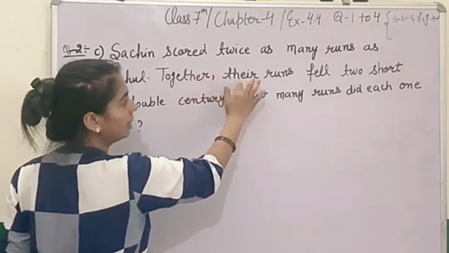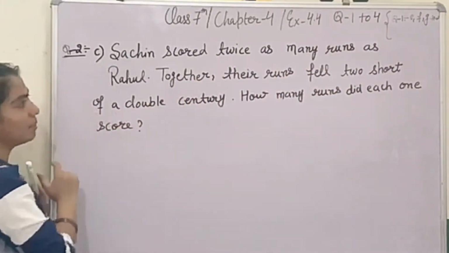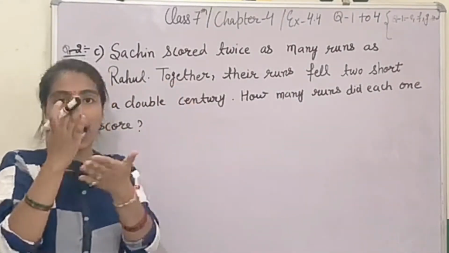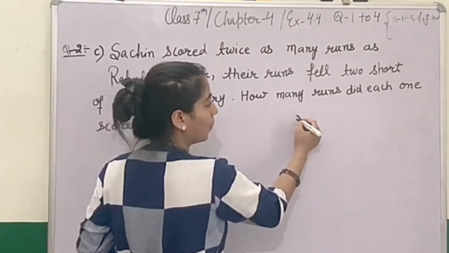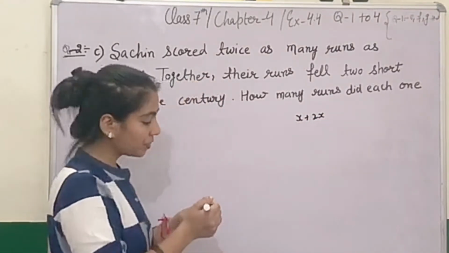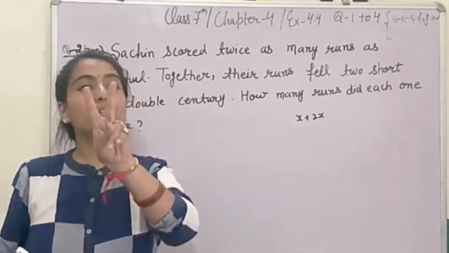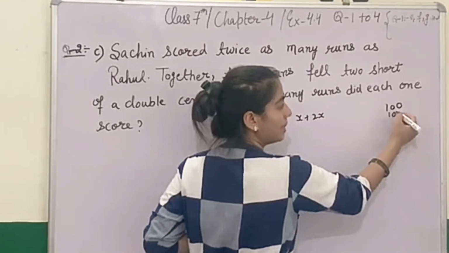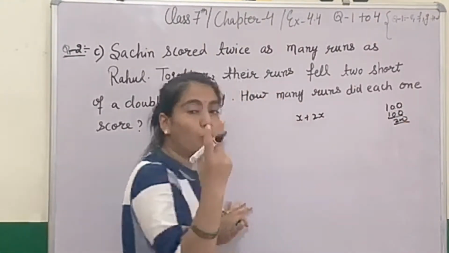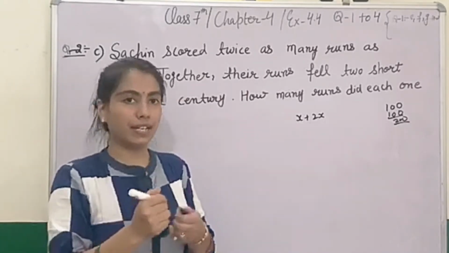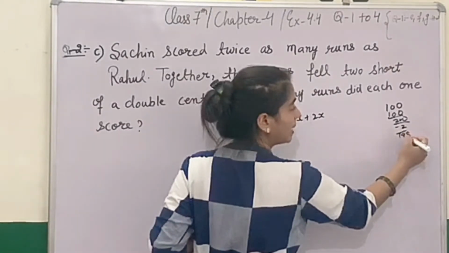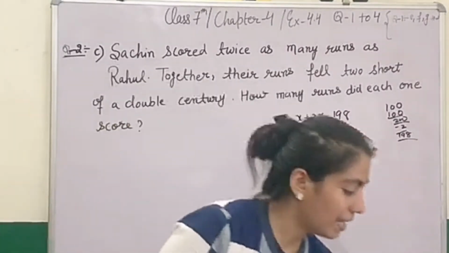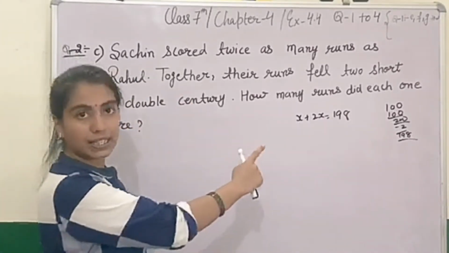Right? So together their runs fell too short of a double century. That means if we add up the runs of both of them together, that is x and 2x, what are their runs? Fell too short of a double century. Single century is 100, double century means 200. So 2 runs short remained. It means minus 2, it means 198. So if we add both their numbers, then we got 2 short of a double century. Students, what would the equation be?